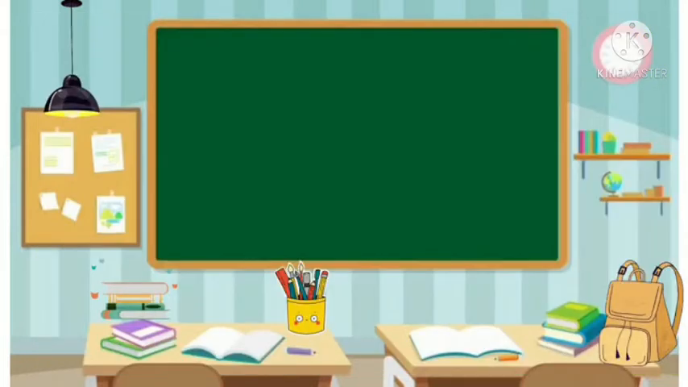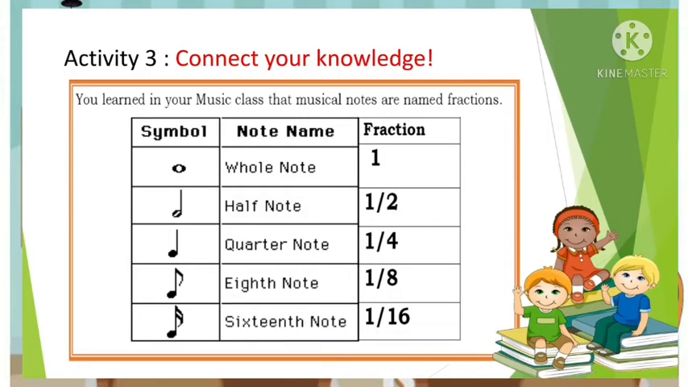Let's proceed to activity 3, which is connect your knowledge. You learned in your music class that musical notes are named fractions. Here are the symbols, the note name, and the fraction. A whole note has 1. A half note is 1/2. The quarter note is 1/4. The 8th note is 1/8. And the 16th note is 1/16.